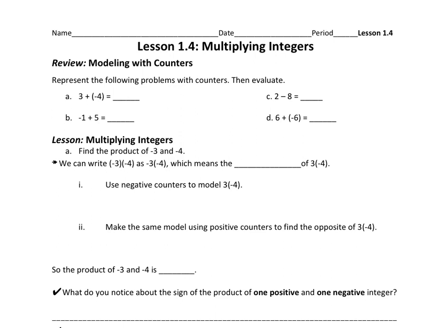So this says review modeling with counters. We didn't actually learn how to model with counters, but I'll show you very quickly now. Pretty simple. So there are positives and negatives. So positive counters, negative counters. So it says represent the following problems with counters, then evaluate. So we'll look at letter A. We have a positive 3, so I'm going to draw 3 positive signs. And then we're adding a negative 4, so I'm going to draw 4 negatives.